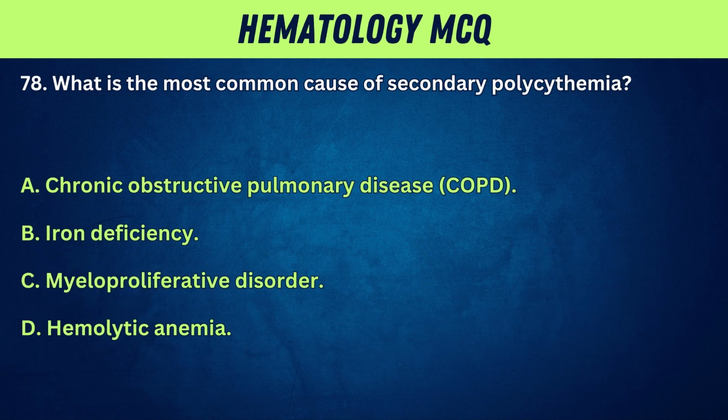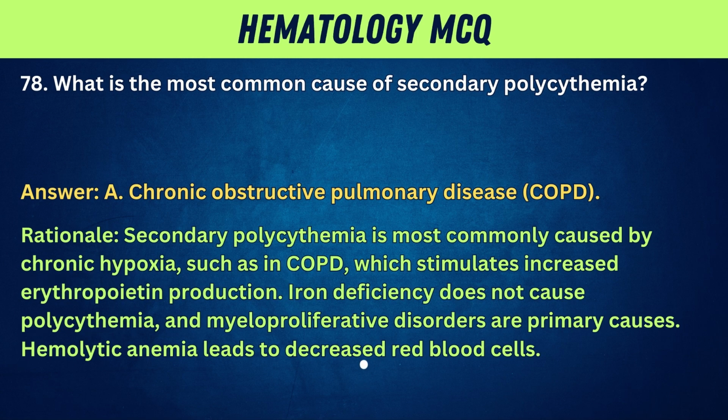78. What is the most common cause of secondary polycythemia? A. Chronic obstructive pulmonary disease, COPD. B. Iron deficiency. C. Myeloproliferative disorder. D. Hemolytic anemia. Answer: A. Chronic obstructive pulmonary disease, COPD.